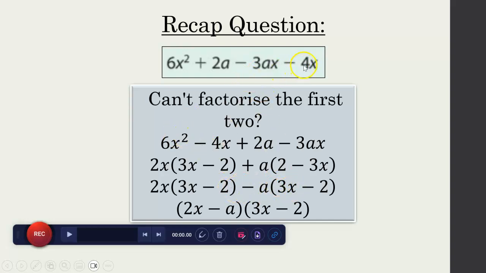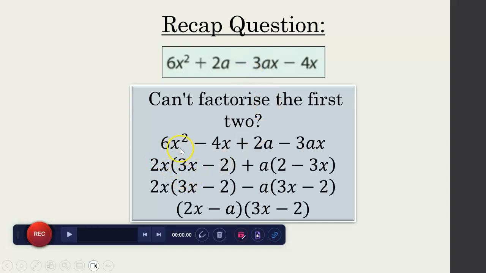So what I chose to do is there's a 4x here and a 6x squared here. I'm going to put the x's beside each other and then the a's beside each other. And I chose that because there's two a's, so I can take out a variable here. And then there's two x's, so I can take out an x over here. So I rewrote it like this: 6x squared minus 4x plus 2a minus 3x. I've just moved things around. I haven't changed any values.